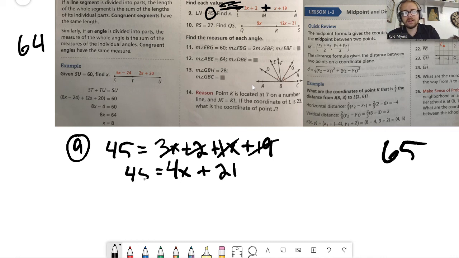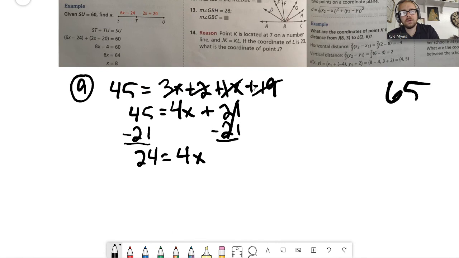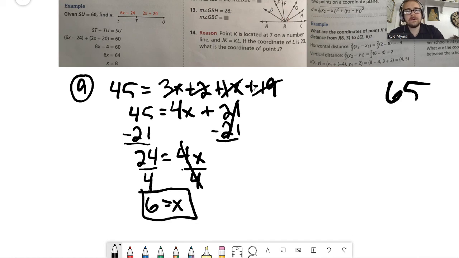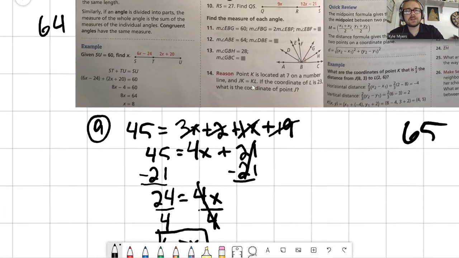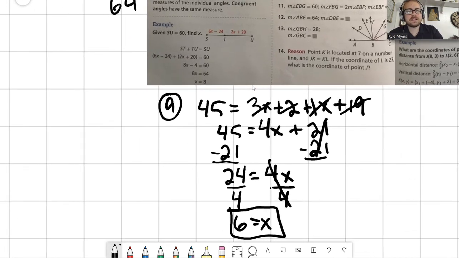Equals 45. And then we subtract 21 on both sides. So 4x equals 45 minus 21, which is 24. So then I get this guy. One more step: divide by 4. 24 divided by 4 is 6. So x is equal to 6. Very cool. We actually do the same thing for number 10. I'm going to slide this over a little bit.